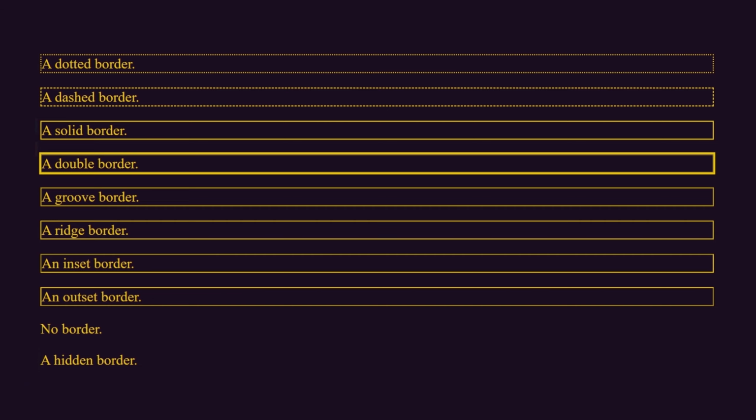For the last two values, none and hidden, we will both have no visible border, but for the first one, none means that we actually will not have border at all. In the other case, for hidden, this means that we will have border, but this border will be hidden or not visible.